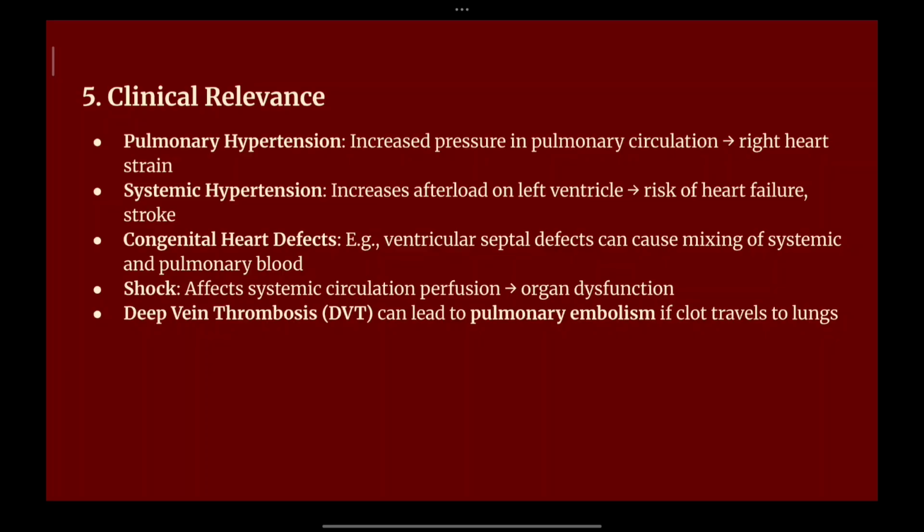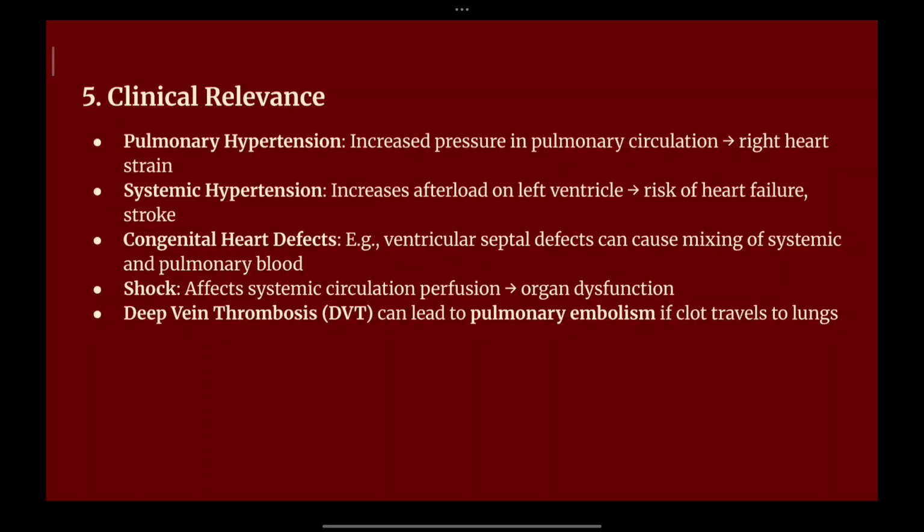Whenever there is increased pressure, approximately 8 to 10 mmHg of pressure is required. But if more pressure is produced or given to the pulmonary circulation, the right heart can be strained. The right heart is the place where all the deoxygenated blood is received. So whenever there is increased pressure, the right ventricle is using excessive pressure to pump the blood to the lungs. So this can cause pulmonary hypertension.